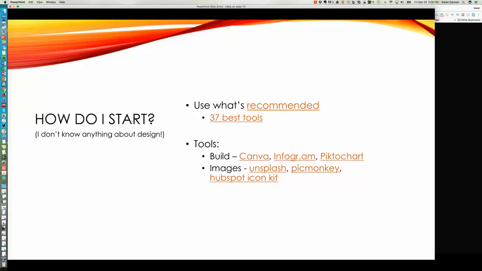Okay, so those are programs, those are the building tools. In terms of images and icons, a lot of times there are struggles. So here are some resources: Unsplash, PicMonkey, and then HubSpot has a particular icon kit that I think, if you just enter some information, they will let you download all these different icons for use in an infographic for completely free.